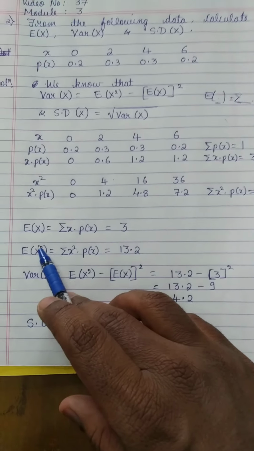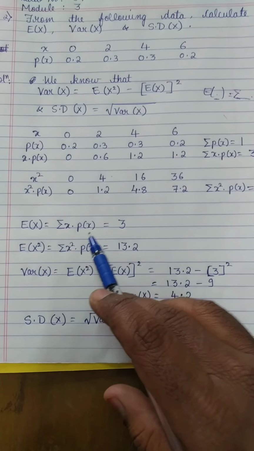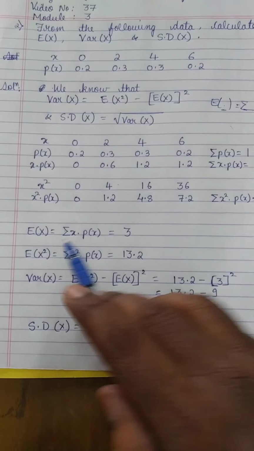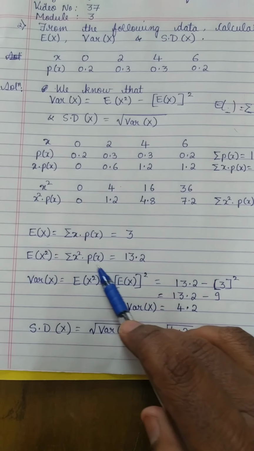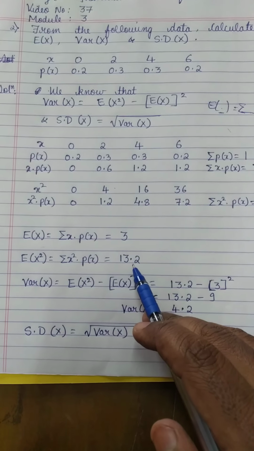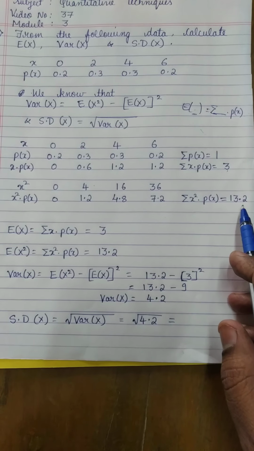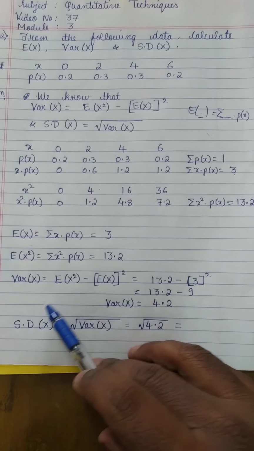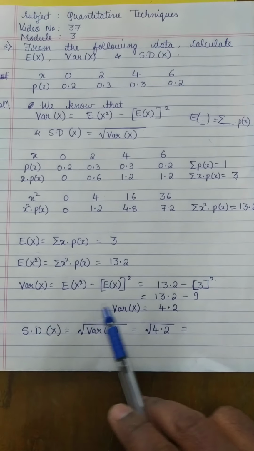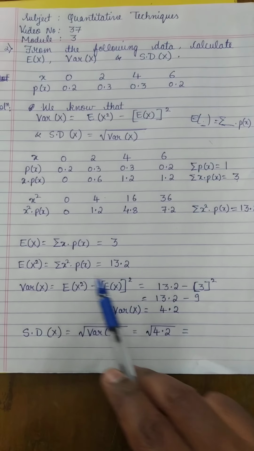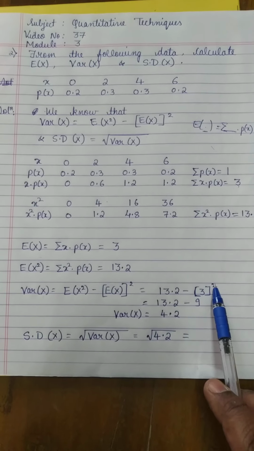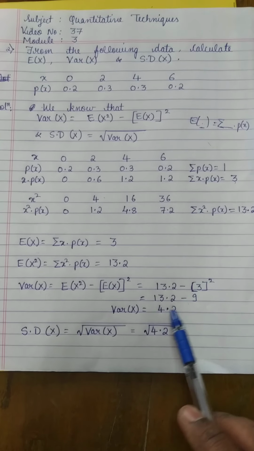So we have got E of x. What is the value of E of x? E of x is summation of x into p of x, which is equal to 3. We have got this value, directly you can write it. E of x square is summation of x square into p of x, which is equal to 13.2. Now, variance of x. Substitute in the formula we know. We get E of x square, which is 13.2, minus E of x the whole square. E of x is 3, 3 square is 9. So 13.2 minus 9 is 4.2.